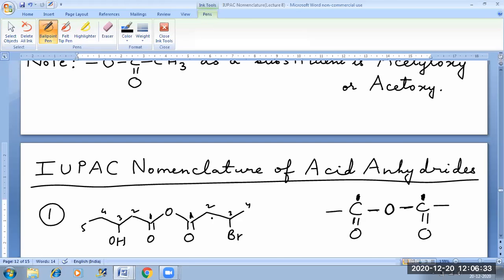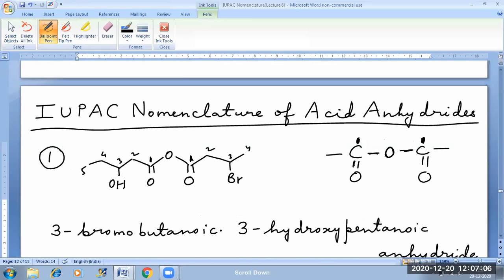So if I'm looking at only the part which is attached to the right hand side of oxygen, that is this oxygen, then it will be what? 1, 2, 3, 4. The chain of 4 carbon atoms. How will we name this? We'll name this like this. 3-bromo, because at the third position you see a bromine attached. So 3-bromo butanoic. 3-bromo butanoic.